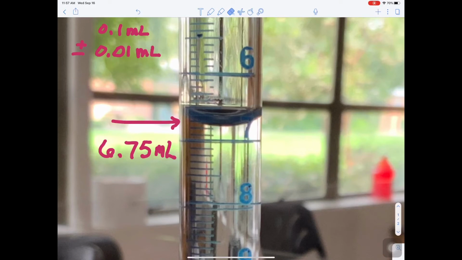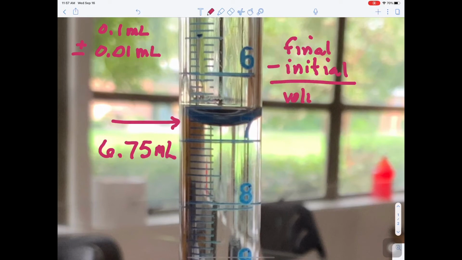After we finish the titration, we'll look at the final reading, and then to find the volume added, we'll take the final reading and subtract the initial reading, and that will give us the volume added. And that's what we're interested in.